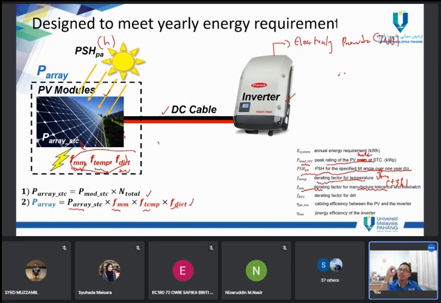Hours. So this is the P array in watts, and then we have the PSHPA in hours. So what do we get here?